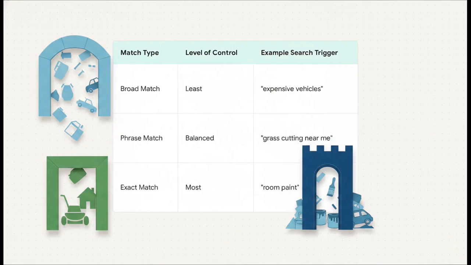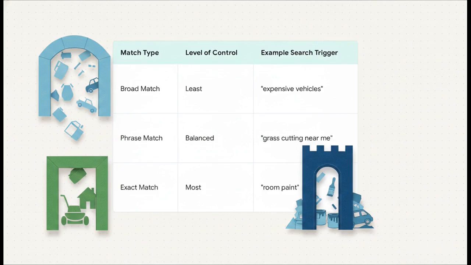So how do these gates work? Well, first you have broad match. This is the widest gate you can possibly have. You're basically giving Google total freedom to show your ad for any search it thinks is kinda sorta related. As you can guess, this gives you the least amount of control.